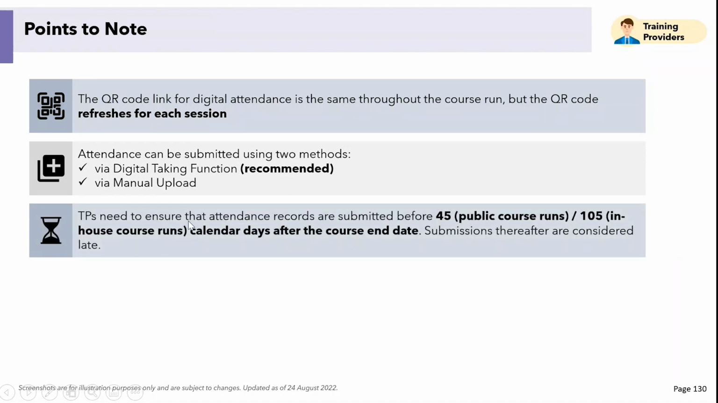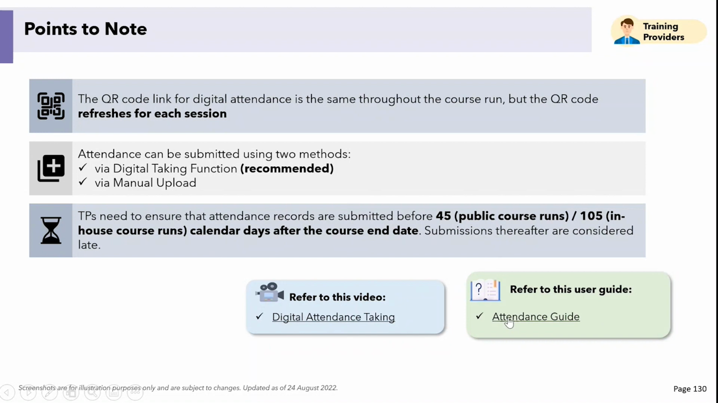And lastly, for manual uploads, there is a deadline. So for public course runs, attendance must be submitted by 45 days after the course end date, whereby for in-house course runs, the attendance must be submitted by 105 calendar days after the course end date. You may refer to some additional resources, such as our video for digital attendance taking and our user guide for attendance here.